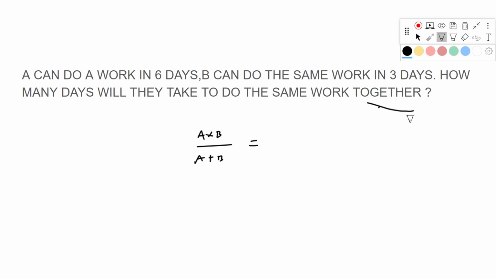So simple. A in 6 days, so first one is 6, next into 3 over 6 plus 3, right? So total 18 by 9, 2 days, right? So they both together take 2 days to do the work. Next question.